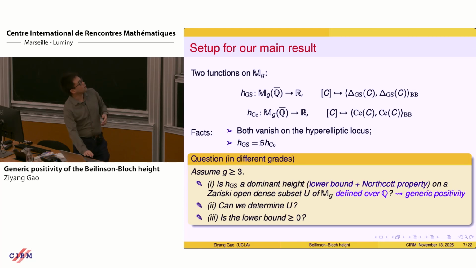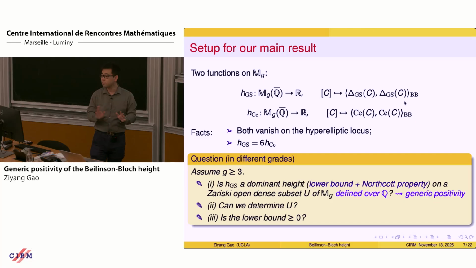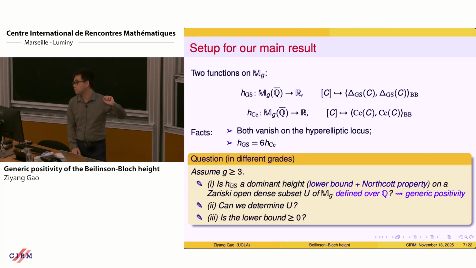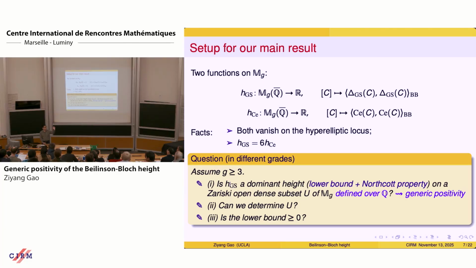Now we want to study the positivity of these heights, and we're going to divide this question into different grades and try to answer them one by one. First of all, we need to assume g is at least 3, because when g is 2, everything is 0, it's nothing interesting. When g is at least 3, we want to show that this height is positive. But first of all, because it vanishes on the hyperelliptic locus, it cannot be positive everywhere. The Northcott property will not be satisfied. So the best thing you can imagine is that it's positive on a Zariski open dense subset.